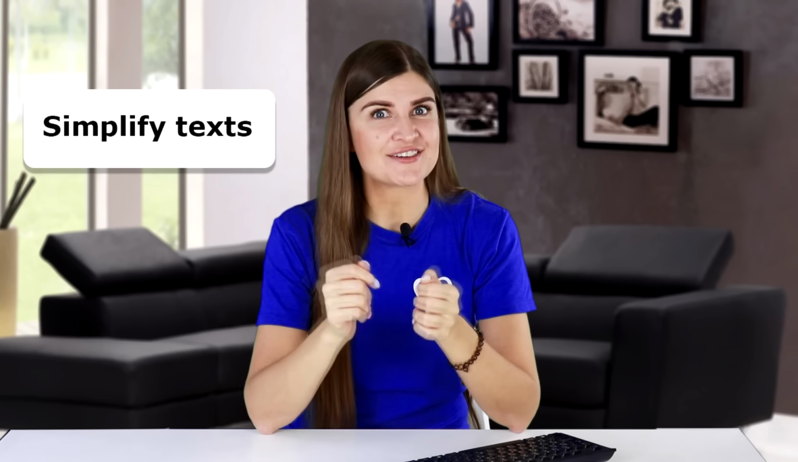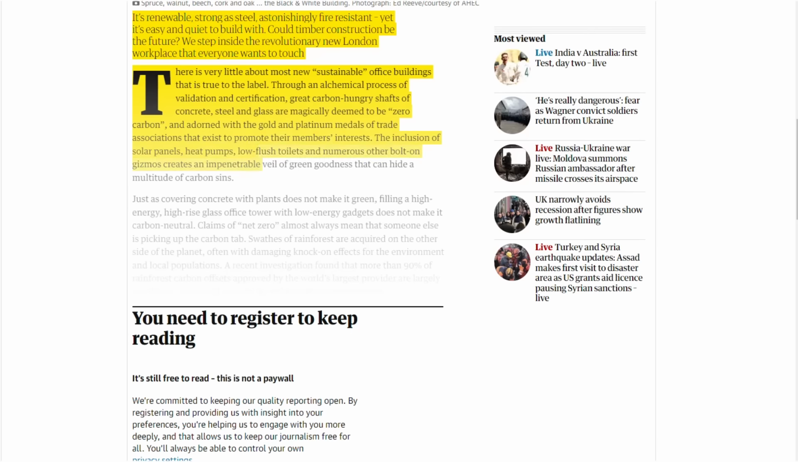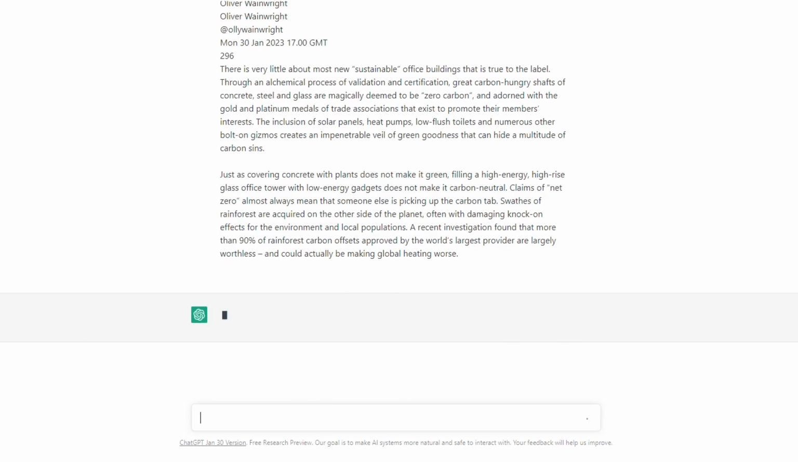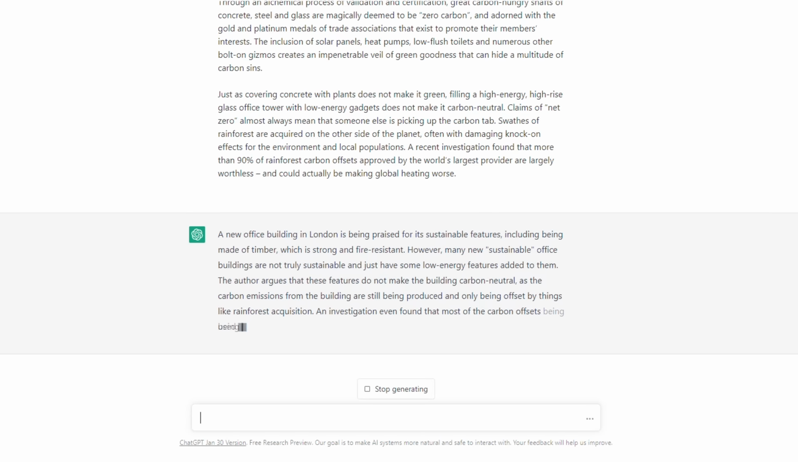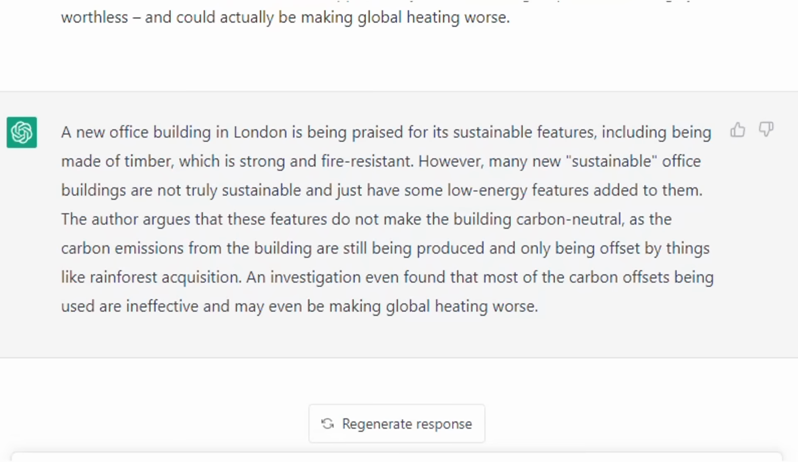ChatGPT can also make a complicated text easier to understand. You can take a difficult article, like one from The Guardian, and put it into ChatGPT. Ask it to simplify the article for you, and then it can rewrite it in simpler language. You can also write that it's for an intermediate or a beginner level speaker of English, and it makes the text simpler.